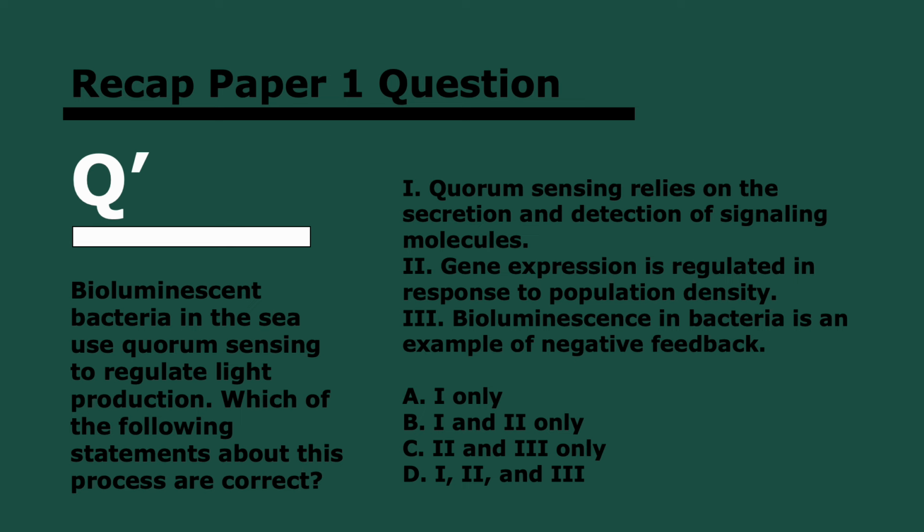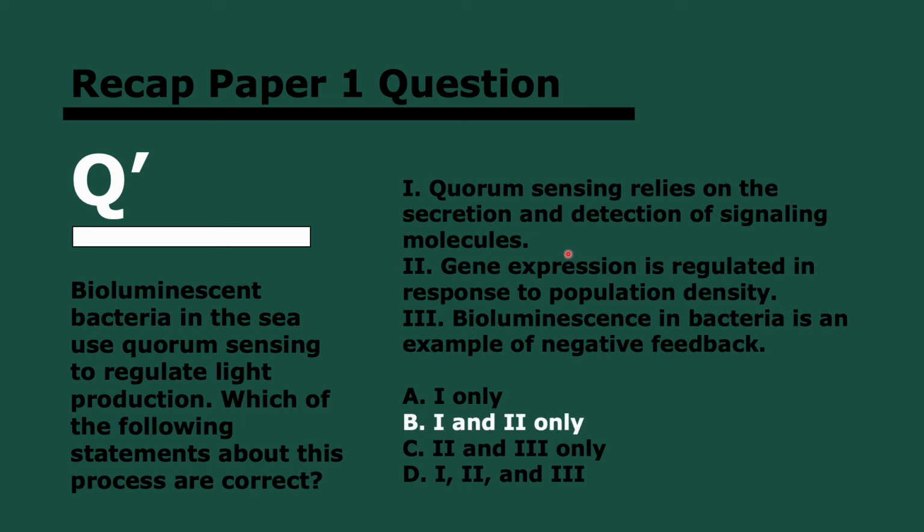So first, bioluminescent bacteria in the sea use quorum sensing to regulate light production. Which of the following statements about this process are correct? Quorum sensing relies on the secretion and detection of signaling molecules. Gene expression is regulated in response to population density. And bioluminescence in bacteria is an example of negative feedback. Okay, I'll let you think, but pause now, and I'm going to count down from 3, 2, and 1. And the answer is B, okay?